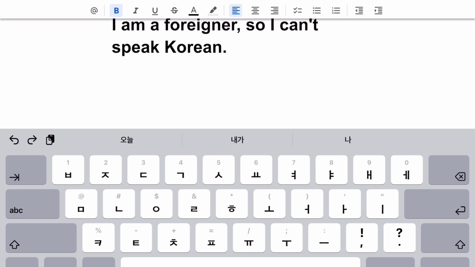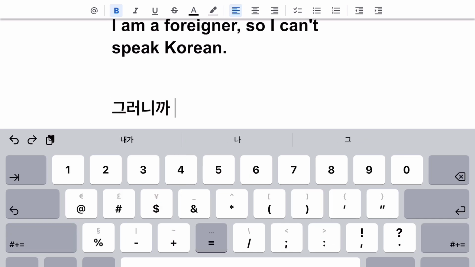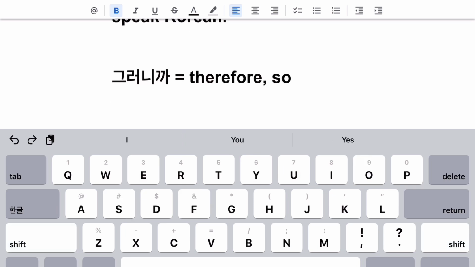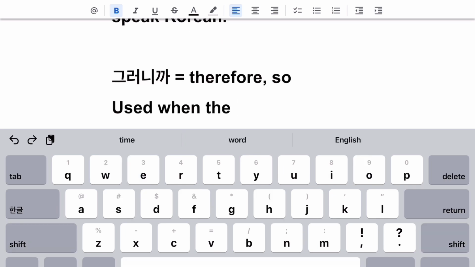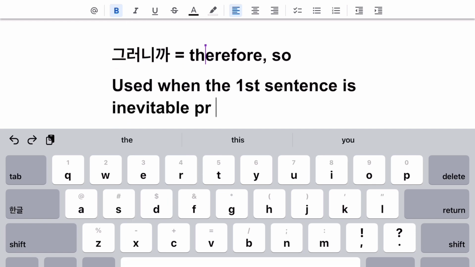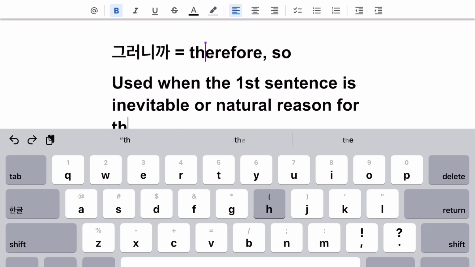Up next, here's another good one that's used a lot. 그러니까, therefore, and also a little bit like so as well. So this is used when the first sentence is kind of inevitable, or even just natural that this kind of thing would happen. It's a natural reason for the second sentence.